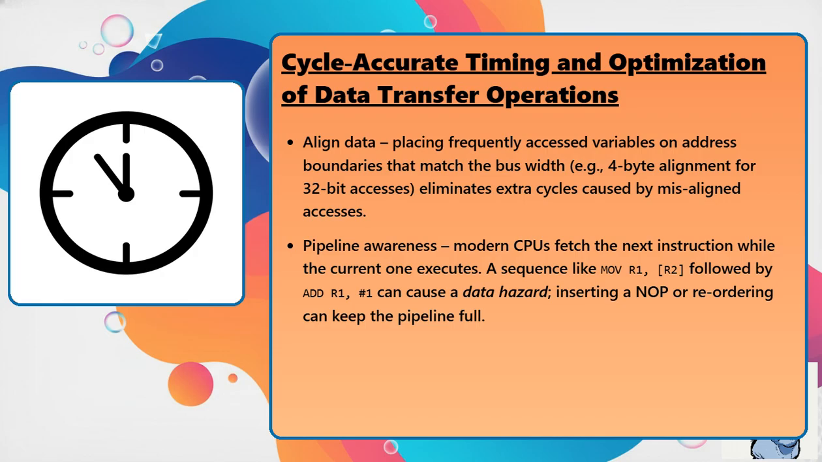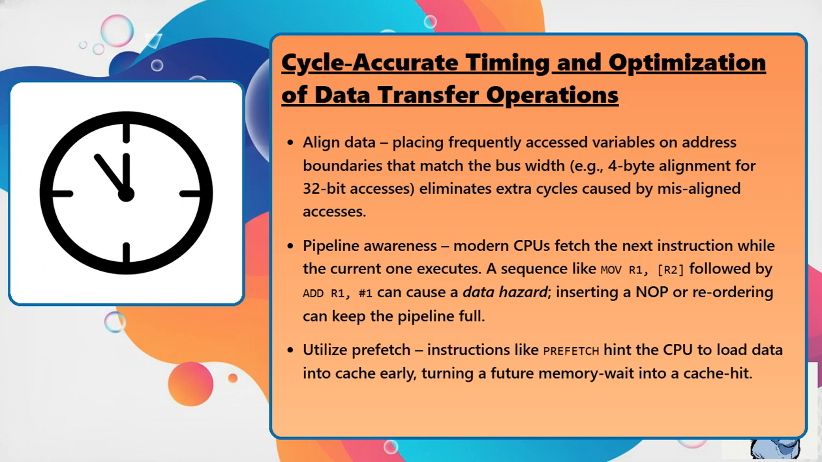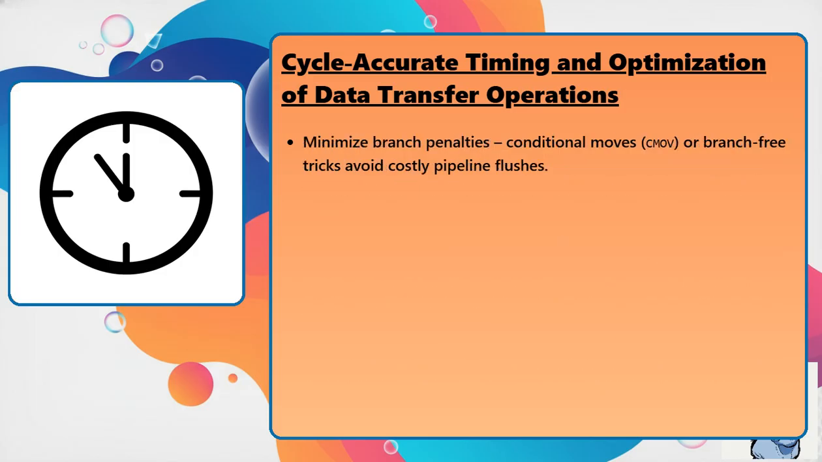Pipeline awareness: modern CPUs fetch the next instruction while the current one executes. A sequence like MOV R1, [R2] followed by ADD R1, #1 can cause a data hazard. Inserting a NOP or reordering can keep the pipeline full. Utilize prefetch. Instructions like PREFETCH hint the CPU to load data into cache early, turning a future memory wait into a cache hit. Minimize branch penalties. Conditional moves, for example CMOV or branch-free tricks, avoid costly pipeline flushes.